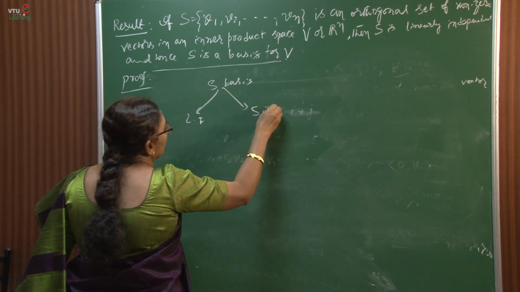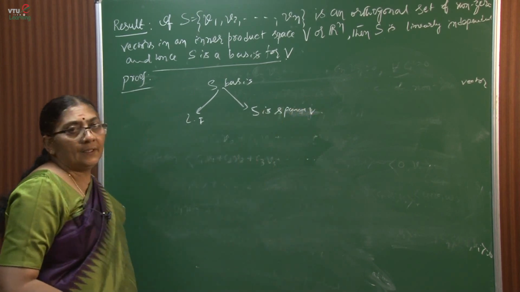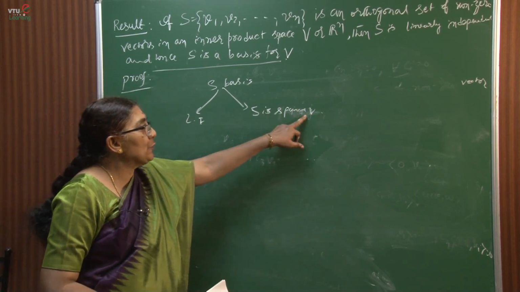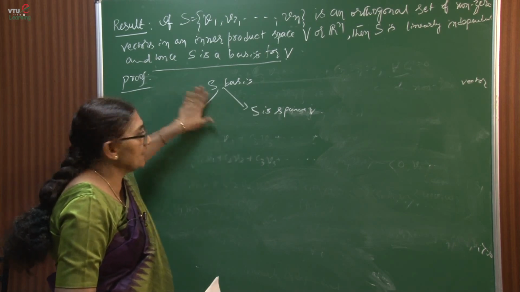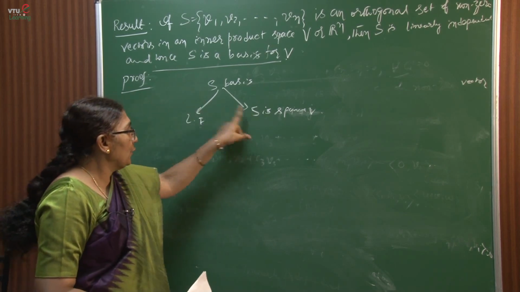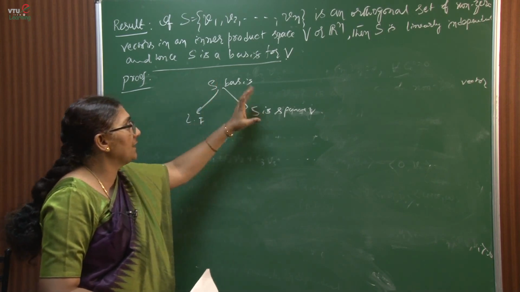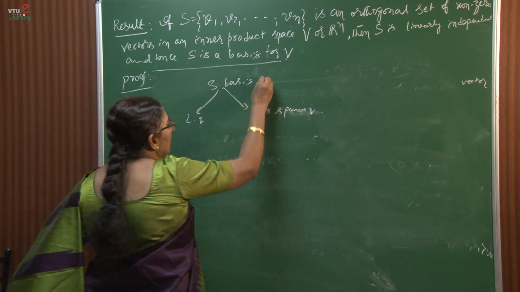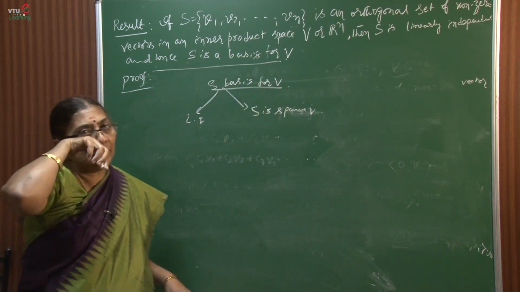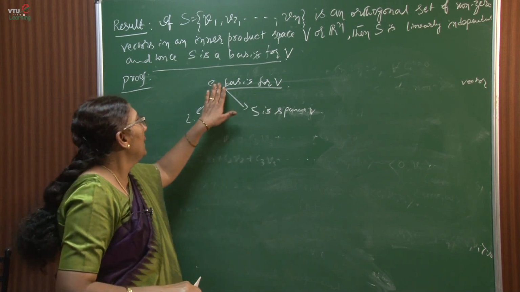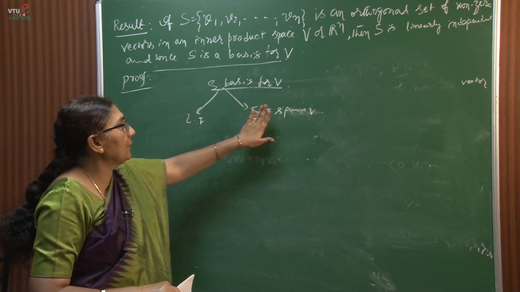S spans V means: choose any vector. We have already shown that S is linearly independent. Now suppose S is linearly independent and it spans V, then we say that S is a basis for V. This is a concept you already know from the first module. Even so, I am repeating it: for S to be a basis for V, it is enough to show that S is linearly independent and S spans V.